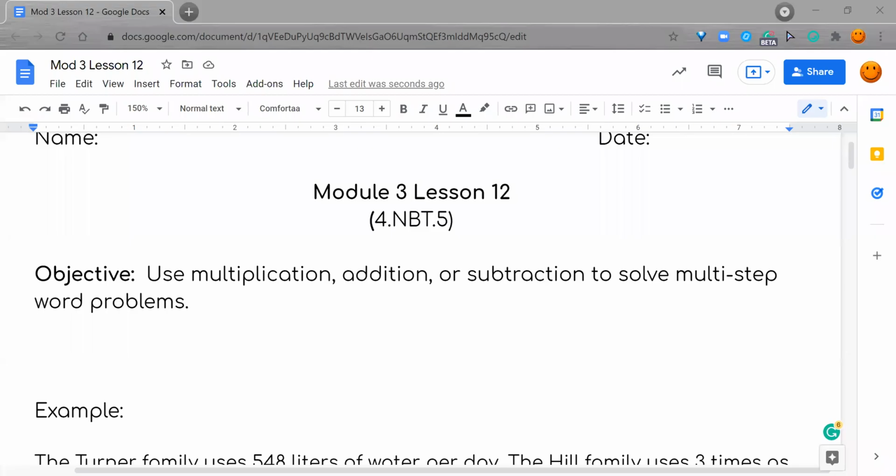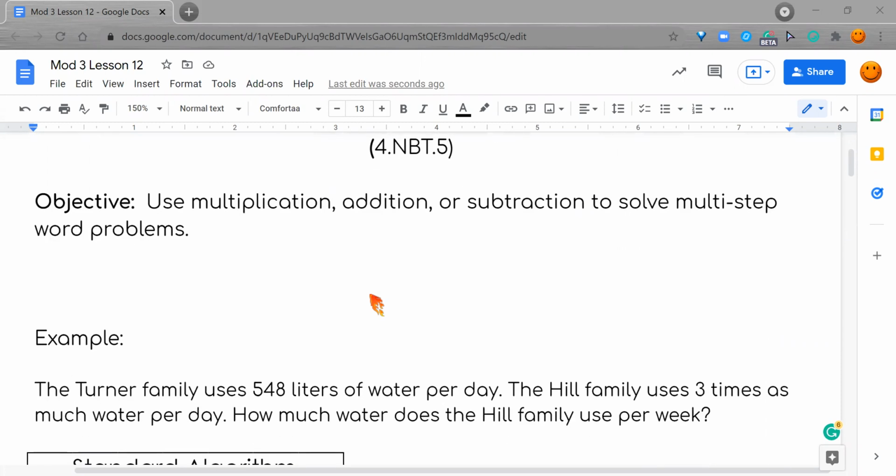Hey, you guys, it is Mrs. Alexander, and today we're working on Module 3, Lesson 12 in Engage New York, which means we're going to use multiplication, addition, subtraction to solve multi-step word problems. Let's go look at our first example.